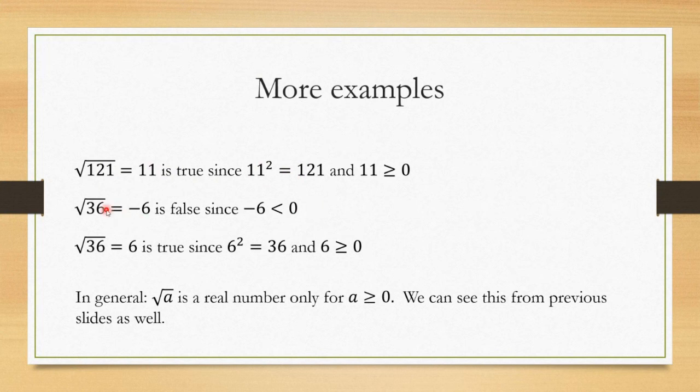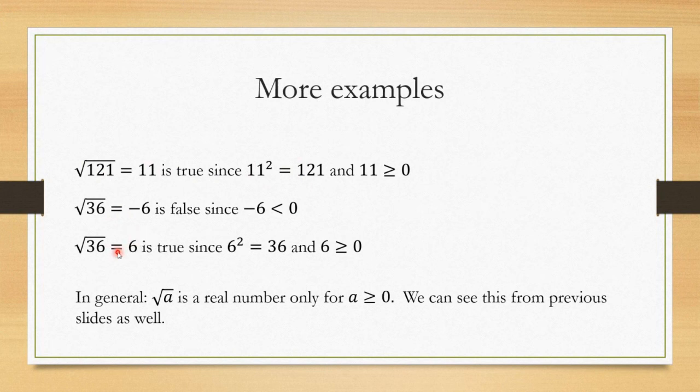Below it, we have this. Well, this is actually false. The square root of 36 is -6. That's false. I mean, -6 squared is 36, but -6 is negative. We don't want that. Square roots have to be non-negative.